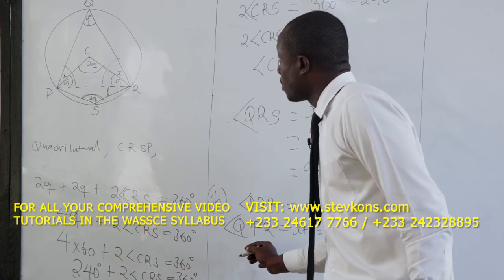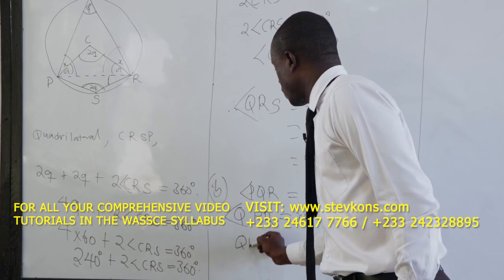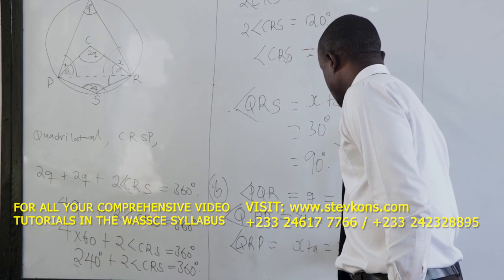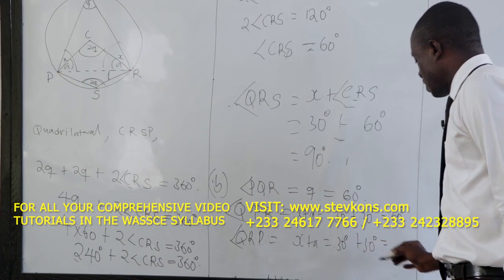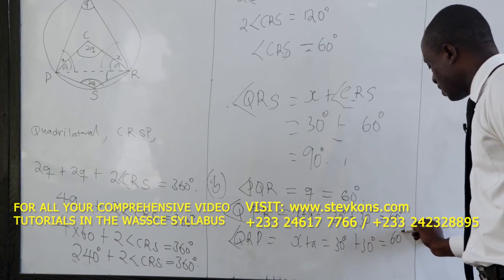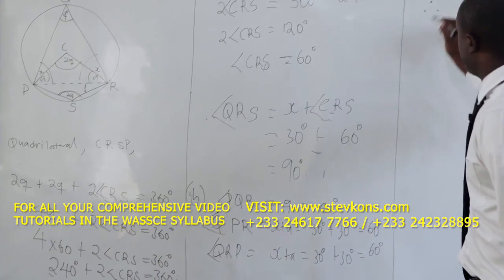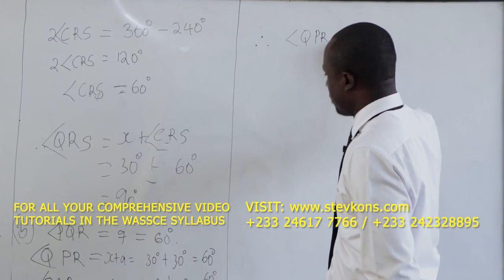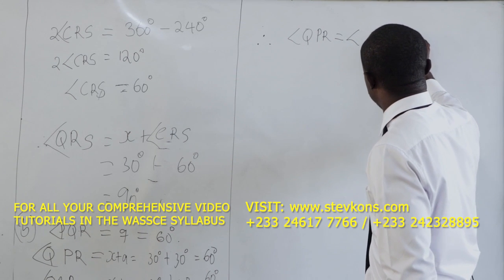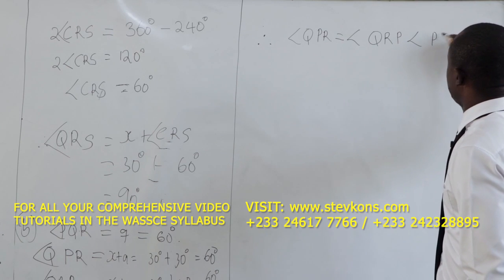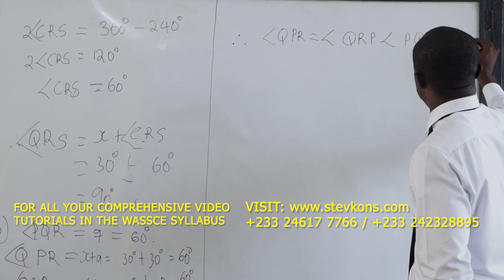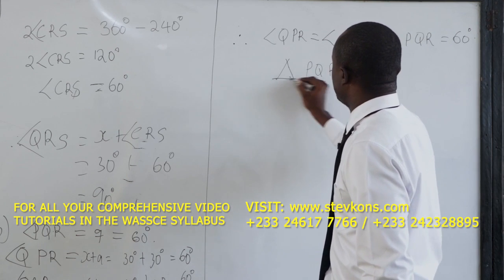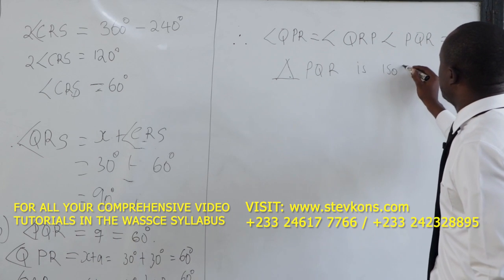Now, the last part, QRP. QRP is the same as X plus A, which is 30 degrees plus 30 degrees. And 30 degrees plus 30 degrees is 60 degrees. Clearly, we know that QPR is the same as QRP, which is the same as PQR. And that is equal to what? 60 degrees. Therefore, triangle PQR is equilateral.